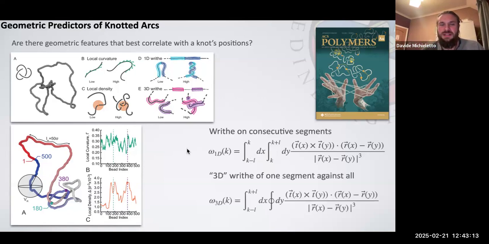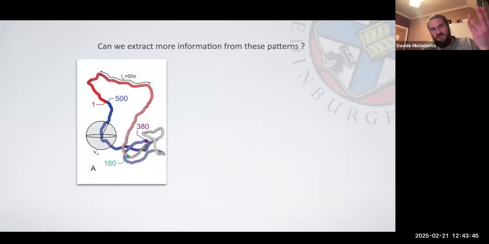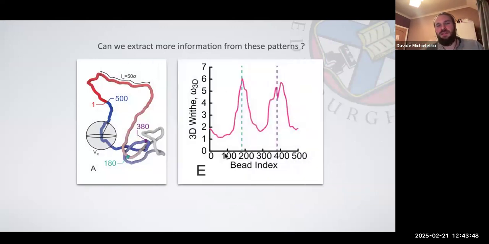For the 3D writhe, you take two segments that can be very different, very far apart, and you want to see where that segment is very entangled with the rest of the curve, for instance. And we start to see cleaner patterns here. So we started to wonder whether something can be extracted from those patterns. We could figure out that they were localizing with the ends of the knot, okay? But we wanted to figure out whether there is also information on what the knot is. So the question is, can we extract more information from these types of patterns?